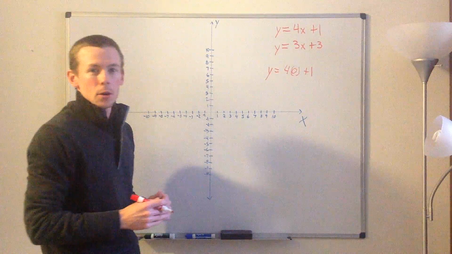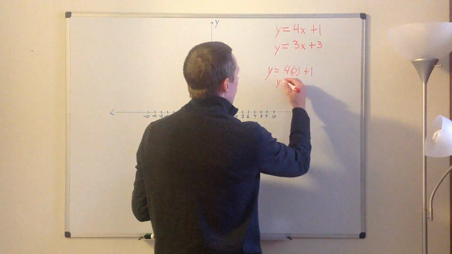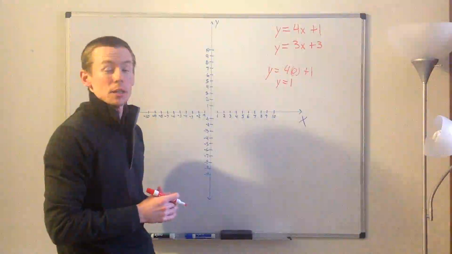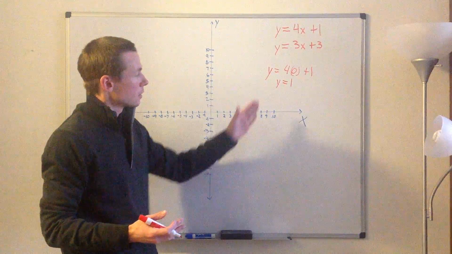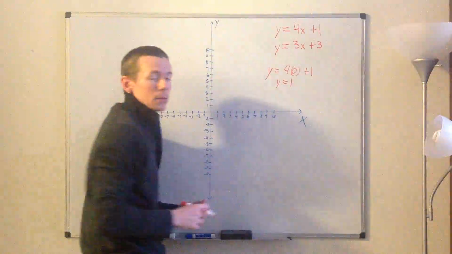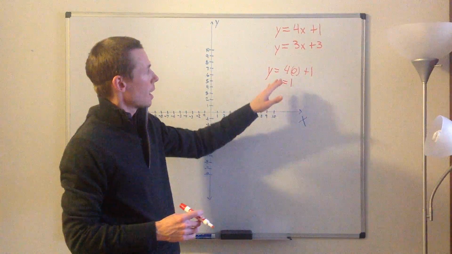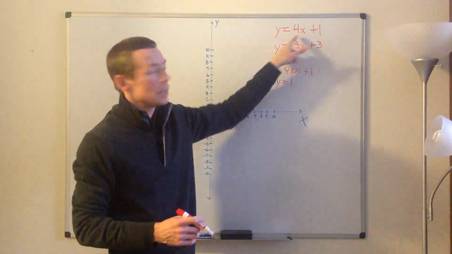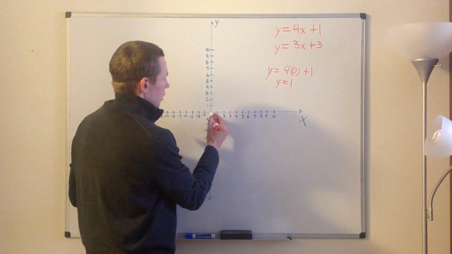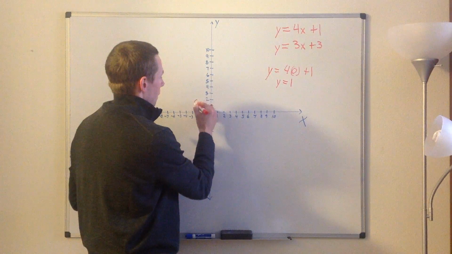If I put 0 in for x right there, we get y equals 1, because 4 times 0 is 0, and all that's left is y equals 1, which is what was already listed right up there. So our first point that we can plot for this equation right here is 0, 1.